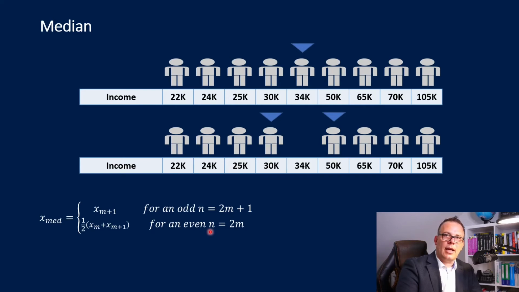For an even n, of course, we can directly split it, and we can take the arithmetic mean of only 2 persons, the person m, this one, and the person m plus 1, it's this person, and we have the median.